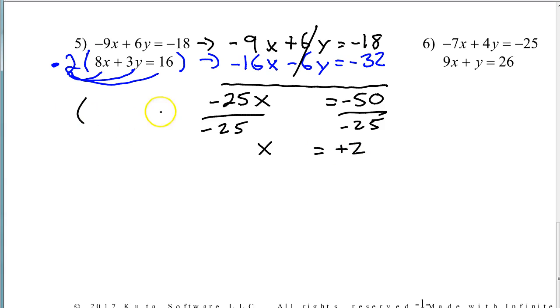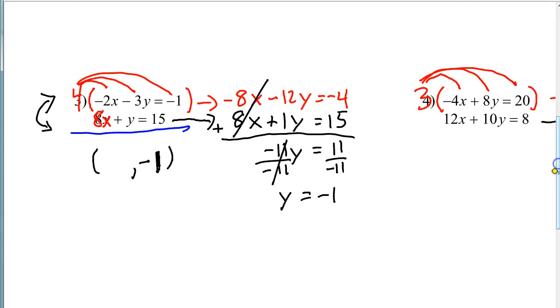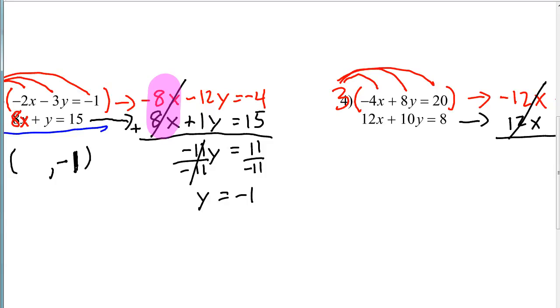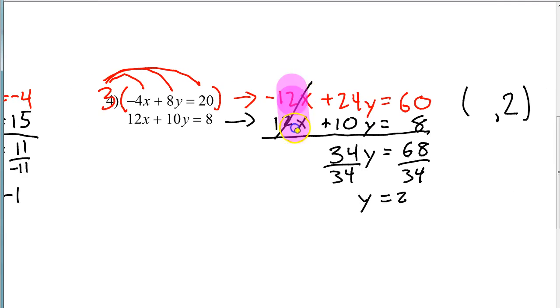There you go. The only thing that's different from what you're doing is this first step of multiplying by a number so that the elimination occurs. So that's it. A positive and a negative of the same variable. That's why they call it the elimination method. The variable is eliminated by adding it up.